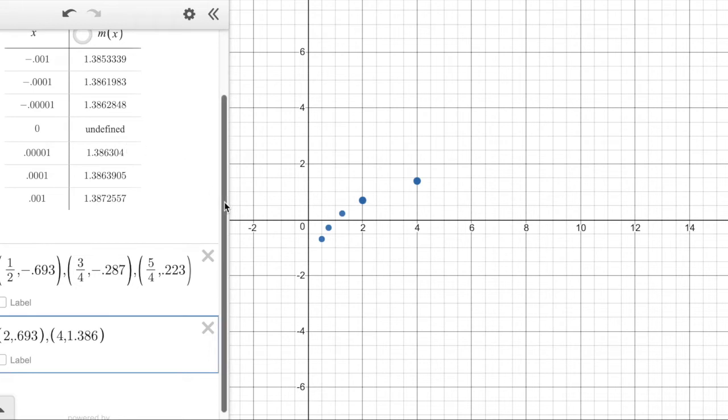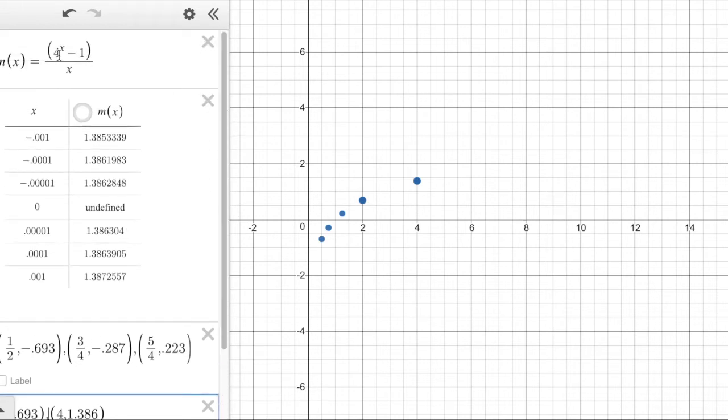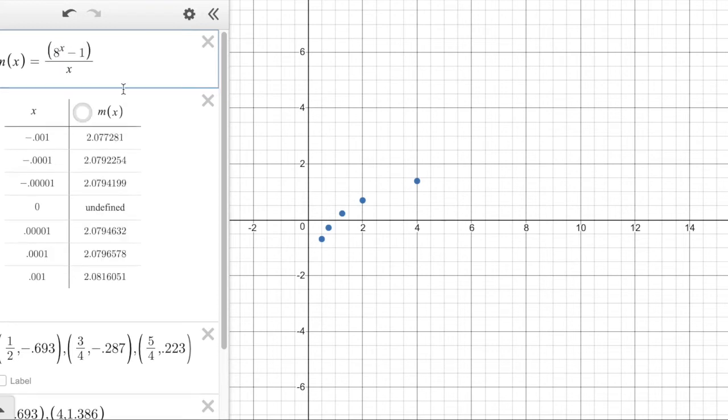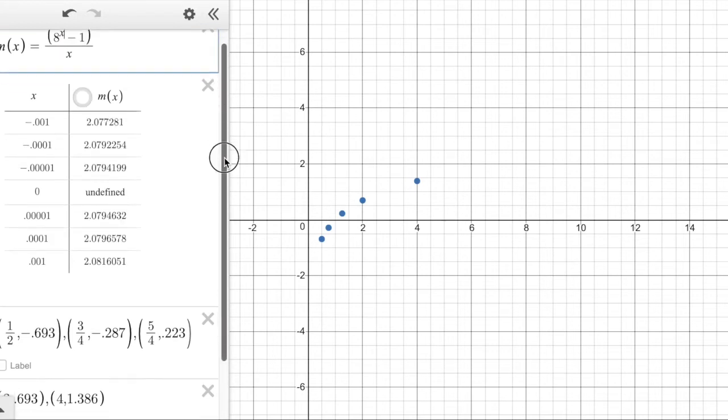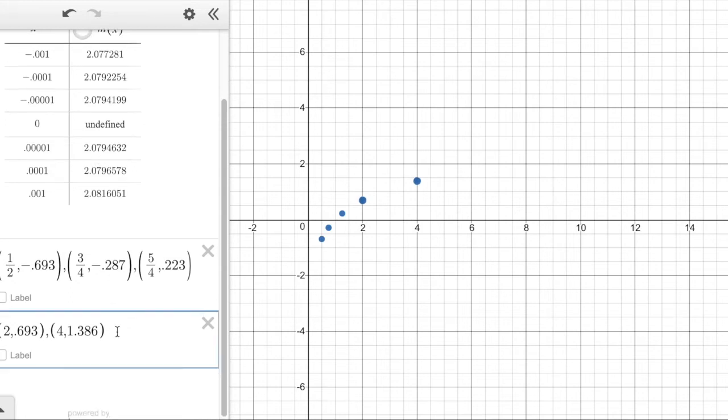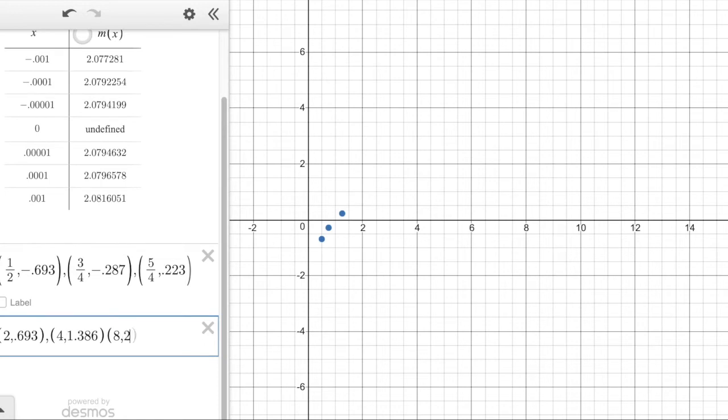Let me do one more bigger. We'll go up to 8, actually. I lost my exponent now. When my base is 8, it looks like my table is telling me my y value is approaching 2.079. So I'm going to plot that point. Oops, forgot a comma again. Desmos is so picky. There we go.